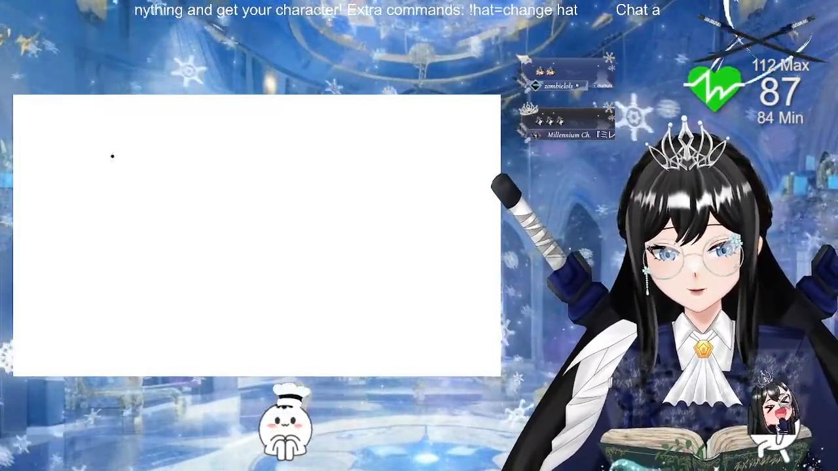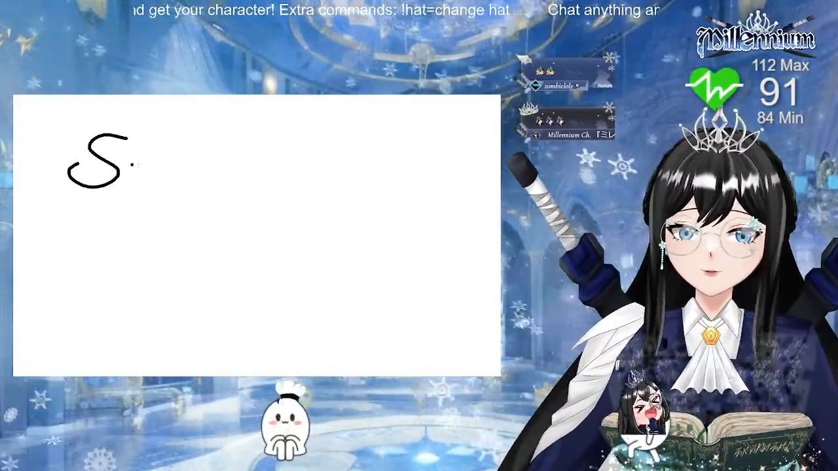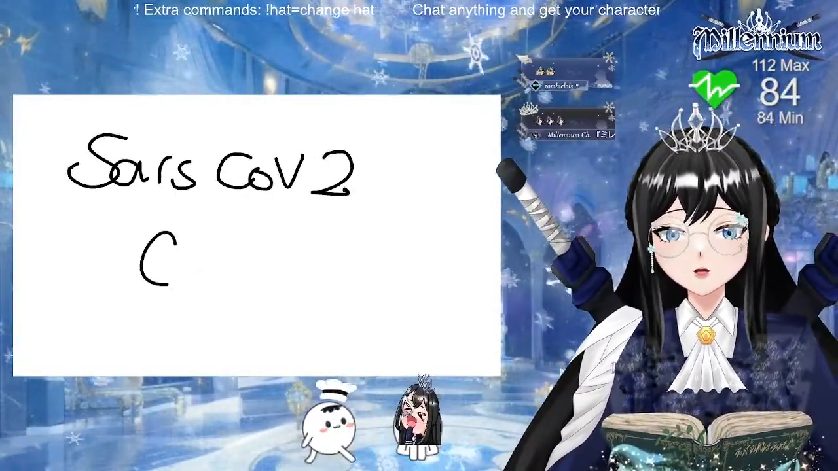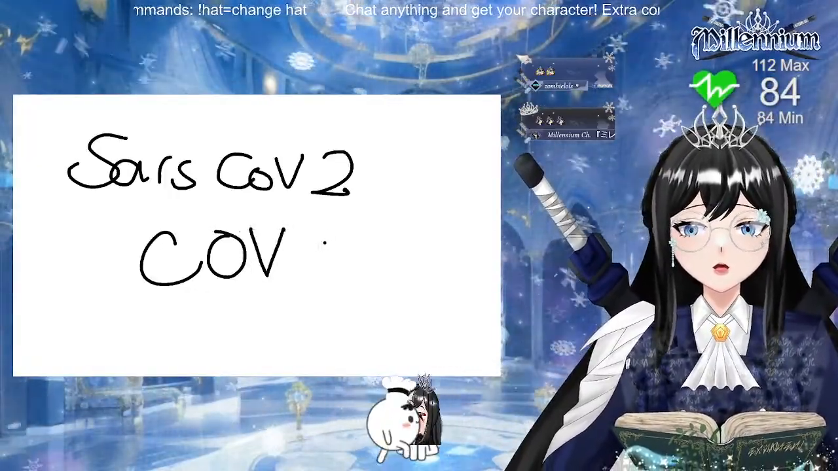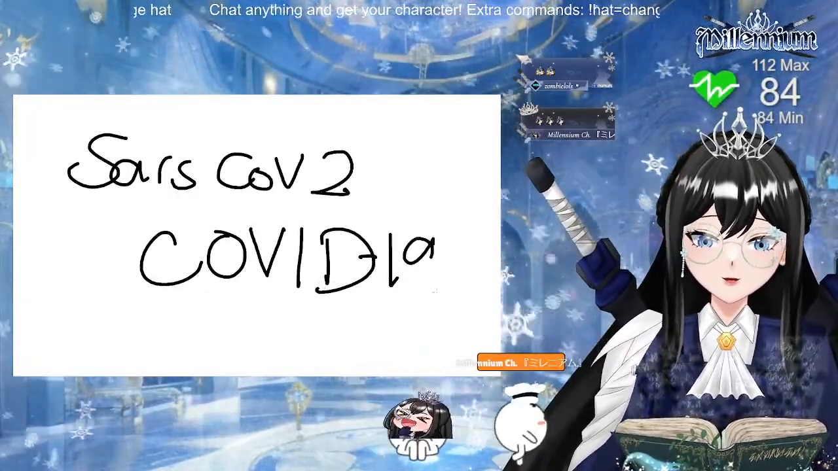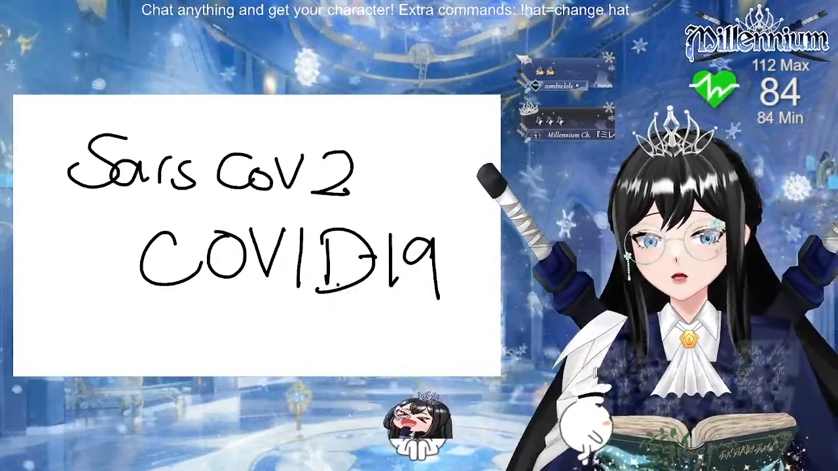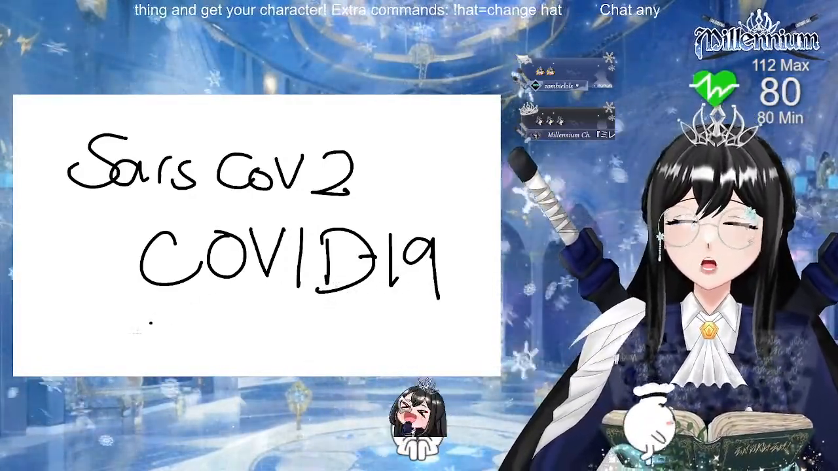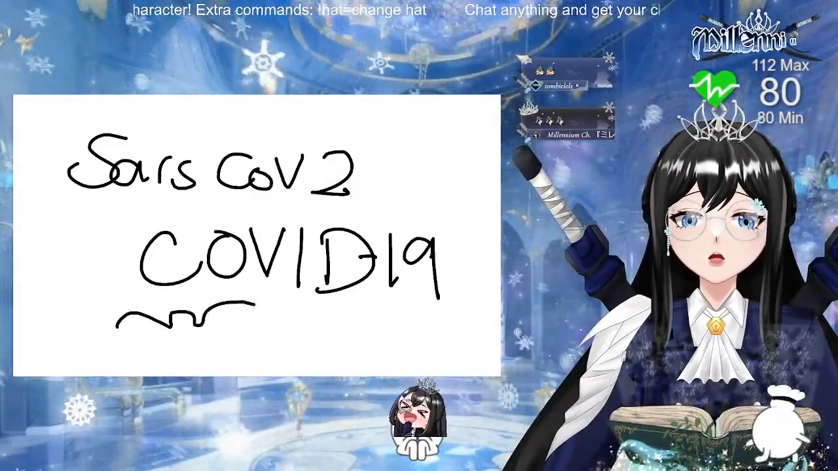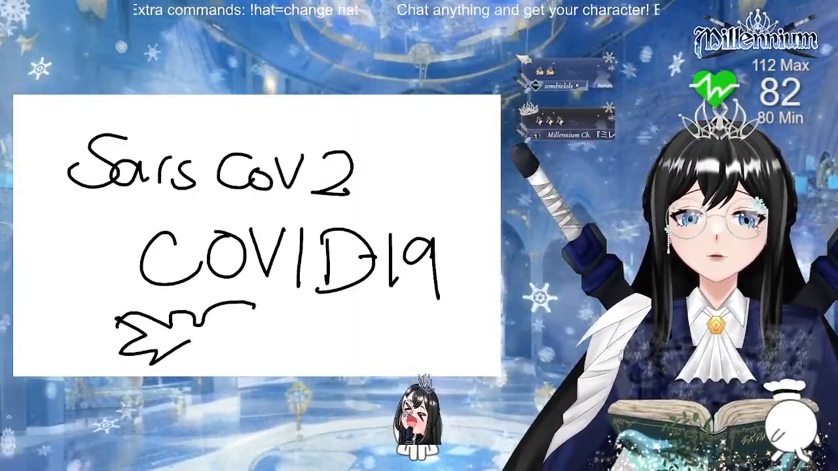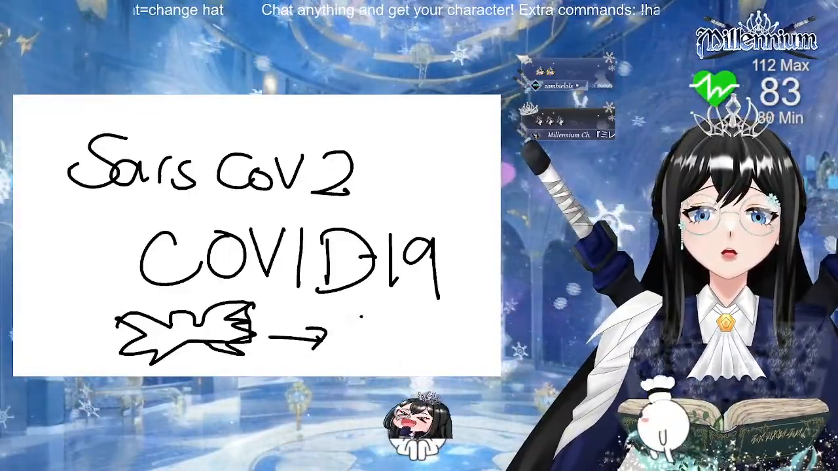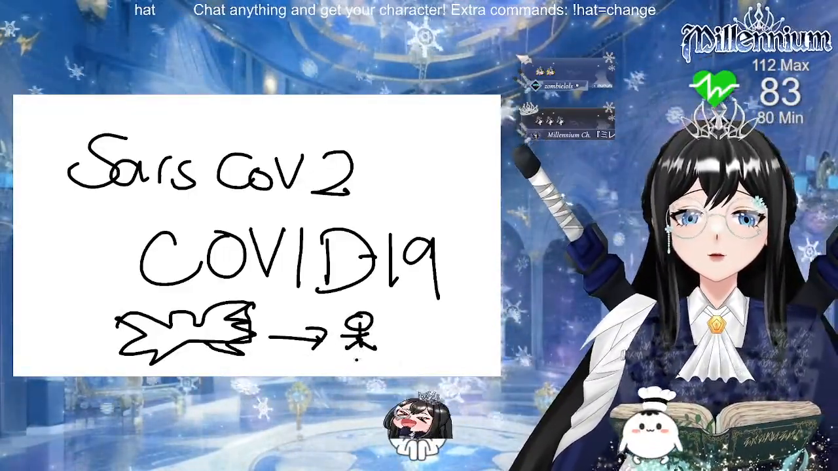And SARS-CoV-2, aka the virus behind the big COVID-19, is a prime example of a bat origin virus that made the jump to humans. So this is a bat. That's Batman. Yup, that's the bat. And this is a human.